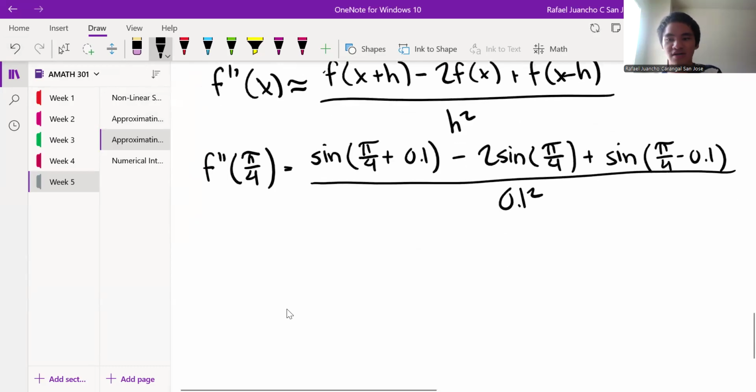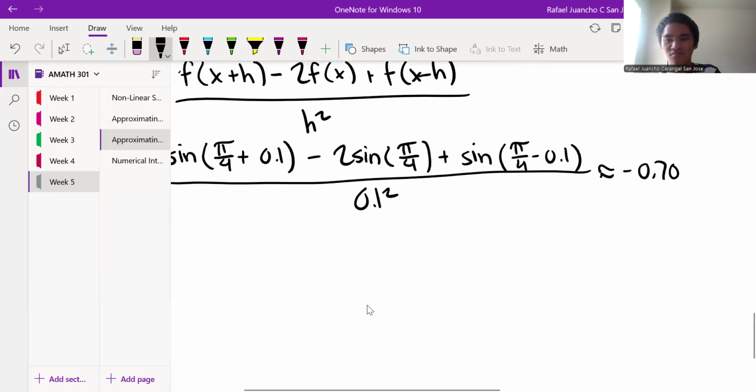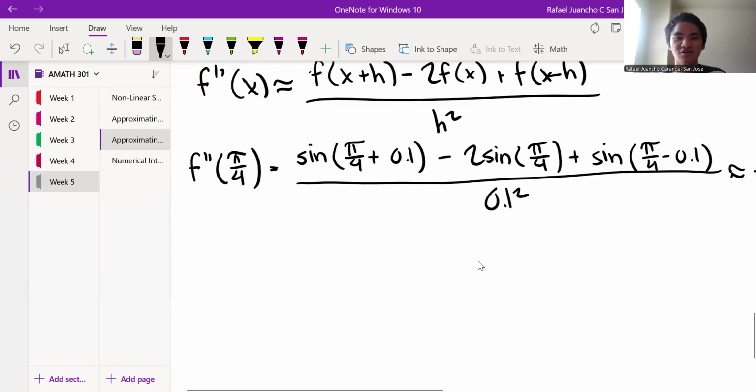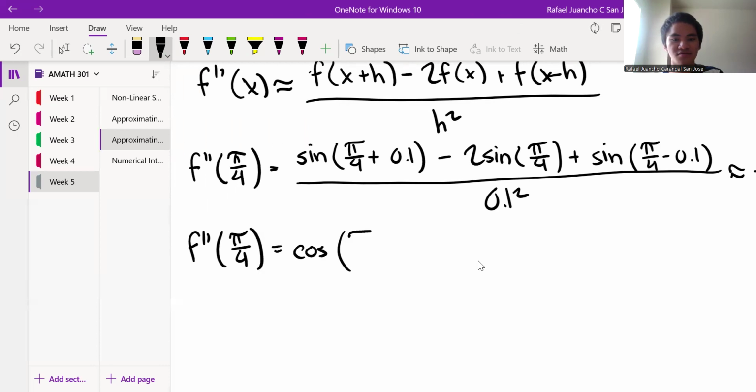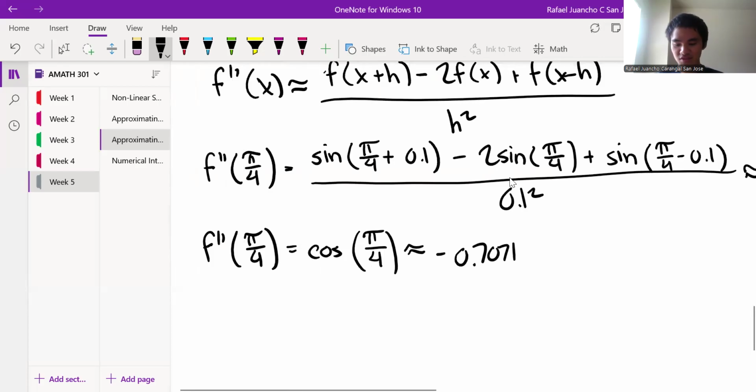And this will give me around some value that I don't know. Gives me apparently around negative 0.7065. I'm not sure. You guys can check it out for yourselves. Should give around that number. The exact derivative would just be cosine pi fourth, which is around like negative 0.7071, which is extremely close, I would say, right? It's extremely close.